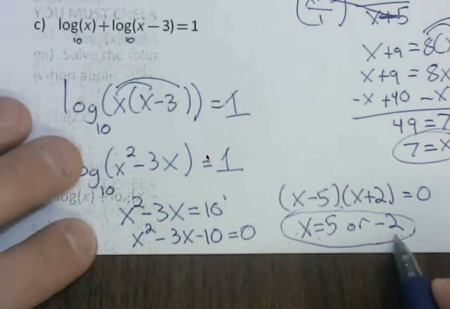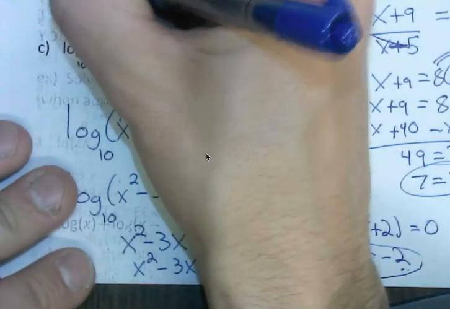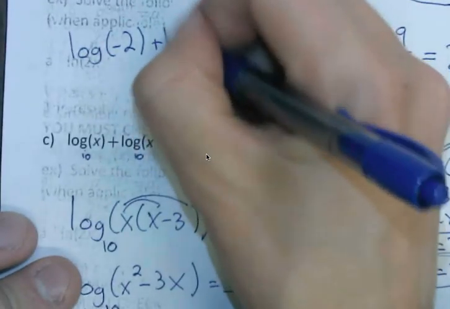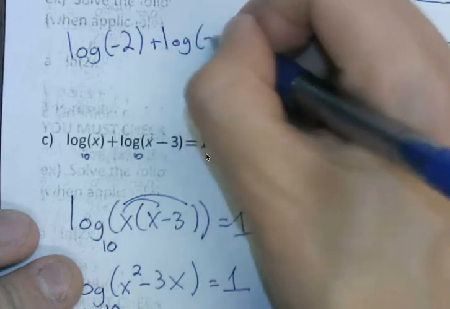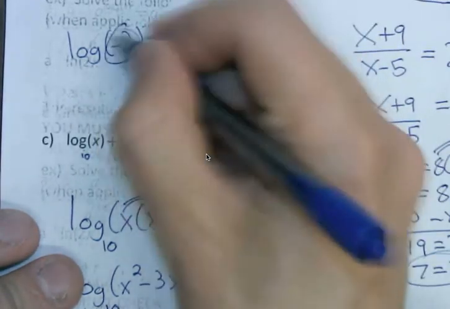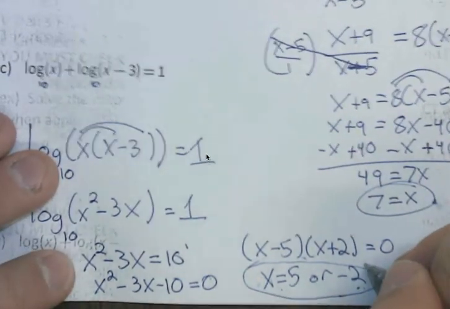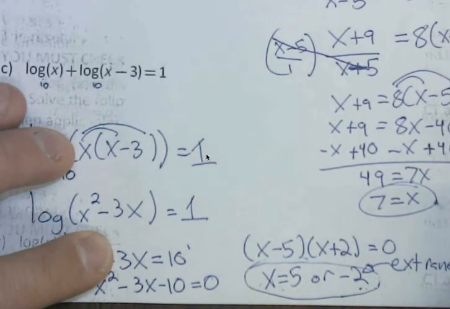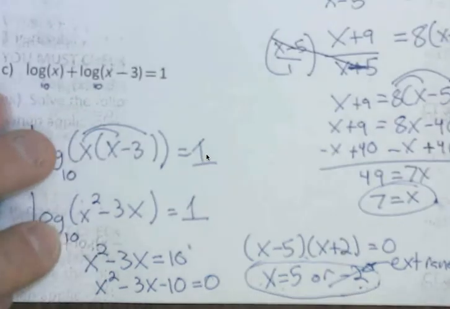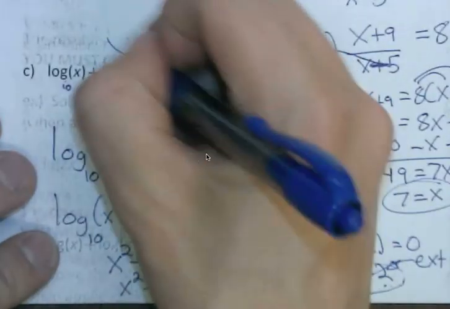Negative 2 would be extraneous, and I'll explain why. If we were going to check our work, we would end up with log of negative 2, plus log of negative 2 minus 3, which is negative 5. And right off the bat, this can't happen. So we would say that negative 2 is an extraneous answer. We actually don't want to use it. So we would really just say that our answer in this case is x equals 5.